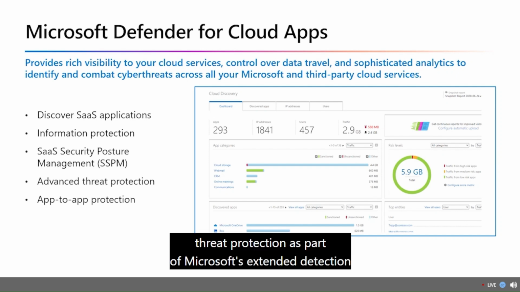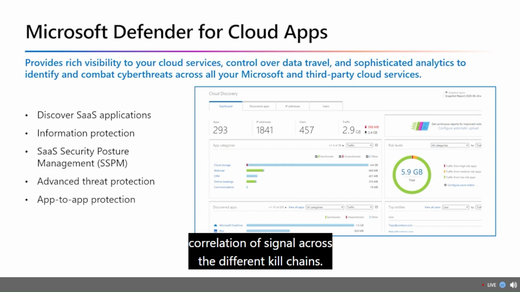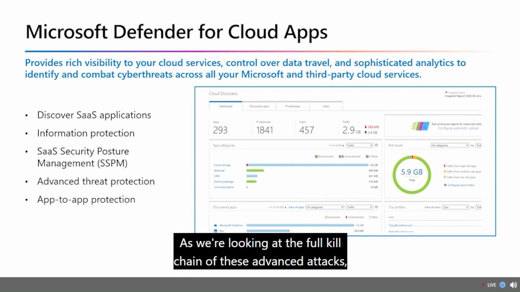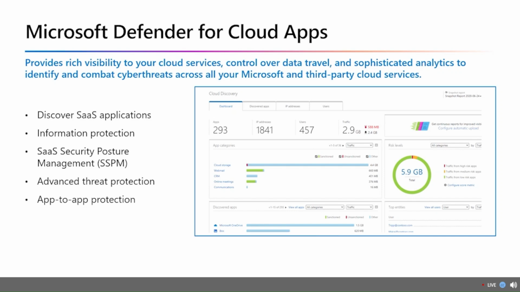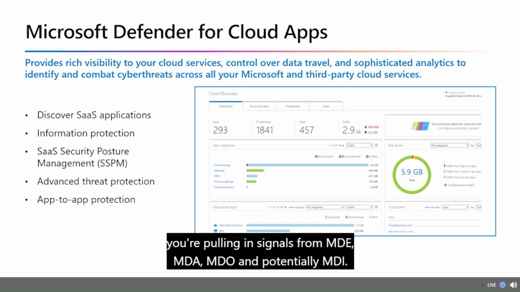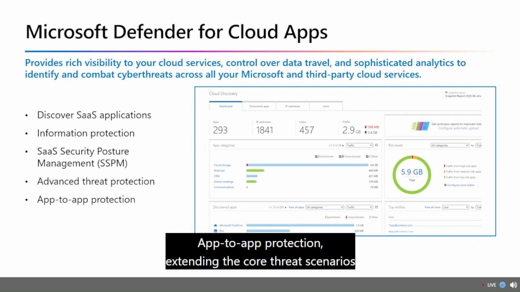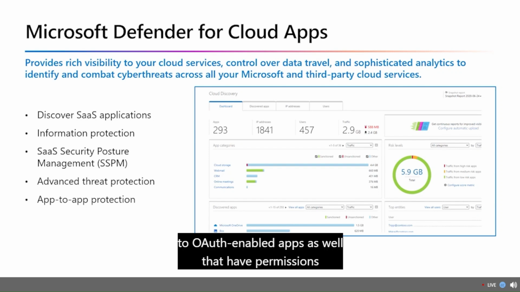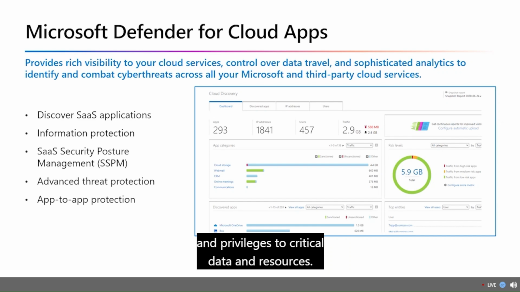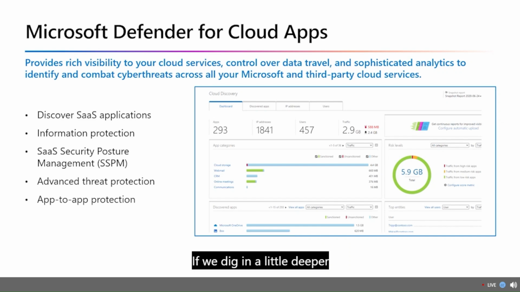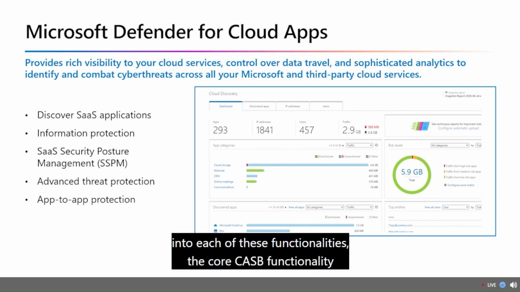And then we've also got the Advanced Threat Protection as part of Microsoft's Extended Detection and Response solution, our XDR, enabling powerful correlation of signals across the different kill chains. As we're looking at the full kill chain of these advanced attacks, you're pulling in signals from MDE, MDA, MDO, and potentially MDI. It depends on the configuration you're using. App-to-app protection extends the core threat scenarios to OAuth-enabled apps as well that have permissions and privileges to critical data and resources.